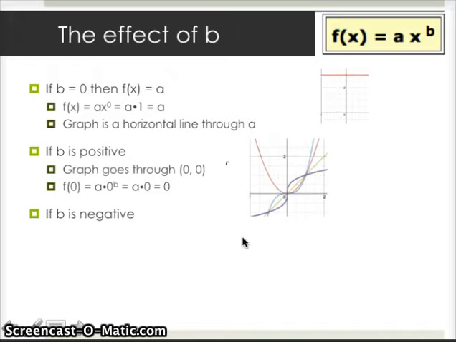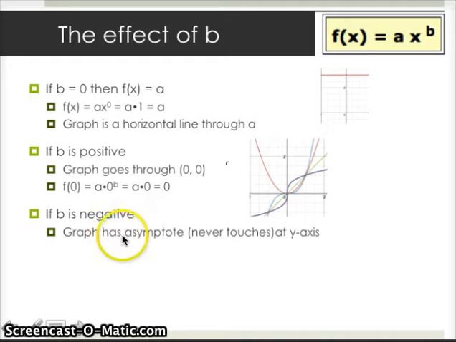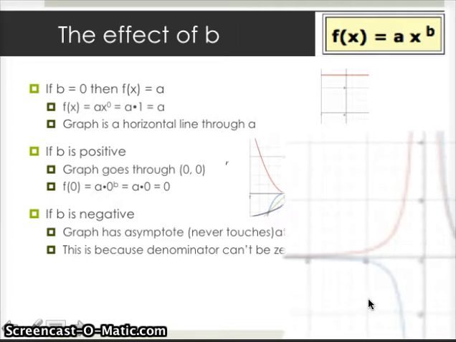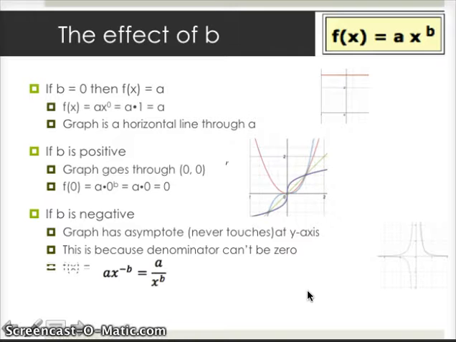And if b is negative, then the graph is going to have an asymptote. That means the graph is never going to touch the y-axis. Why would that be? That is because the denominator of a fraction can't be 0. First, here's the graph. You can see that it's getting closer and closer to the x-axis but never touching in this direction, and closer to the y-axis and also never touching in the other direction.